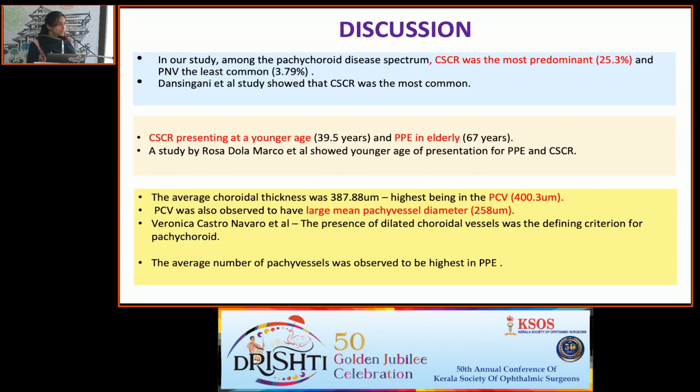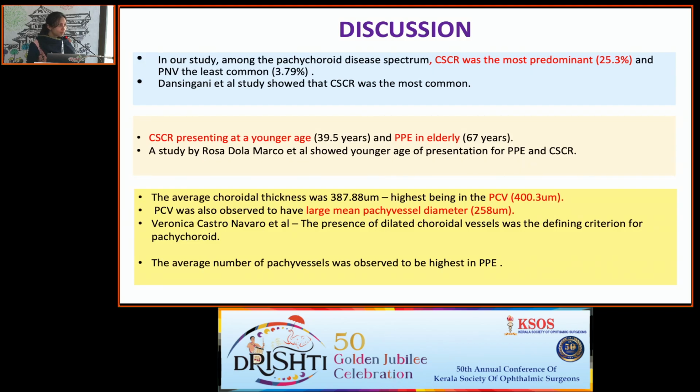In our study, among the pachychoroid disease spectrum, central serous retinopathy was the most common and the least common was pachychoroid neovasculopathy. Our finding was similar to a study conducted by Dansingani et al. Central serous retinopathy presented at a younger age, whereas pachychoroid pigment epitheliopathy presented in the older age group. However, a study conducted by Rosa Dolz-Marco et al. showed that both central serous retinopathy and pigment epitheliopathy presented at a younger age. The average choroidal thickness was 387.18 micrometers, the highest being in polypoidal choroidal vasculopathy, which was also observed to have a large mean pachyvessel diameter.